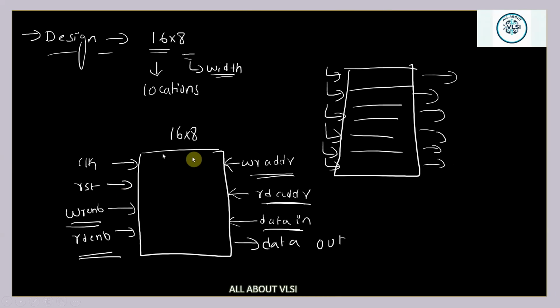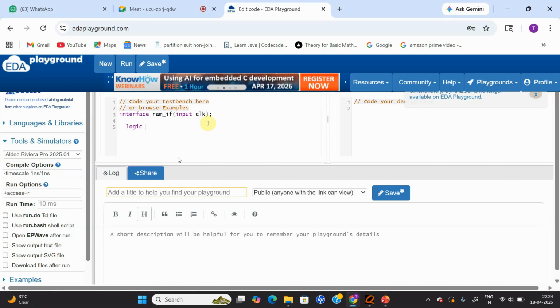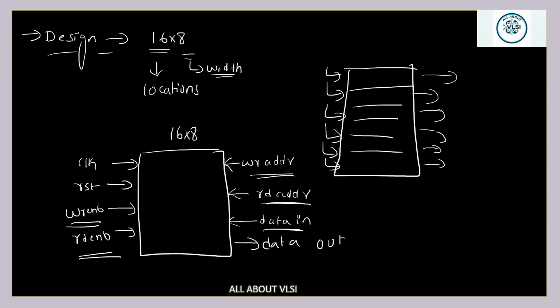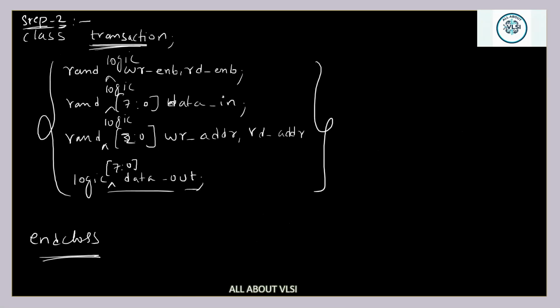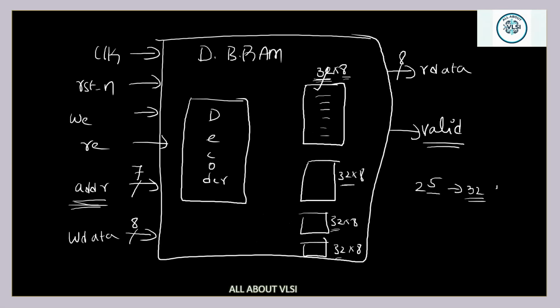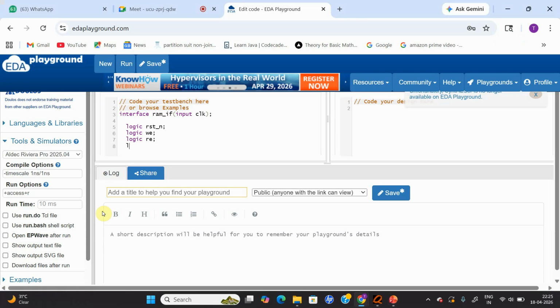For this particular RAM design, clock is going to be given from the top, and we have reset, write enable and read enable. So I'm going to declare them. Logic reset underscore n. Next, logic write enable, logic read enable, and I also have something known as address, write address and read address. For my design, I have write enable, read enable, and address.